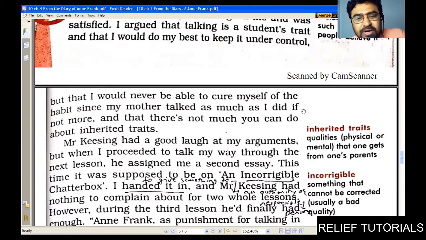took it as a laugh. But when I proceeded to talk my way through the next lesson, he assigned me a second essay, another punishment. She never stopped talking. This time it was supposed to be on an incorrigible chatterbox, the kind of chatterbox which cannot be corrected. It is a bad quality, basically, that cannot be corrected. It is an impossible case. That's what she is to write.